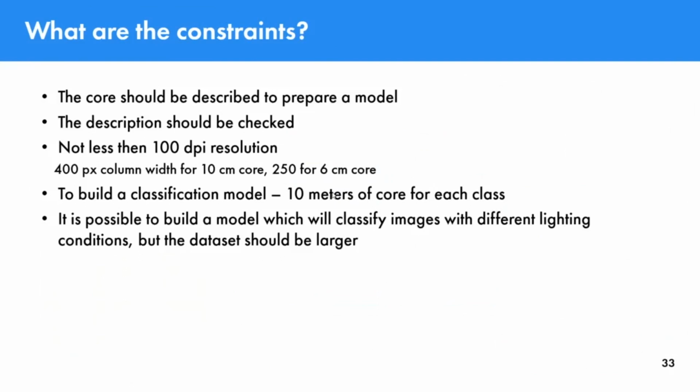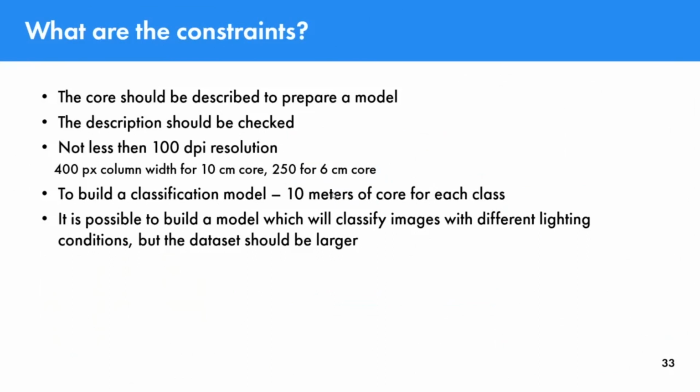And not less than 100 dpi resolution should be on the images, which is about 400 pixels of column width for 10 centimeters core, and 250 pixels for 6 centimeters of core. Basically, this restriction is not a problem because most of data, even archive data, has much better resolution.